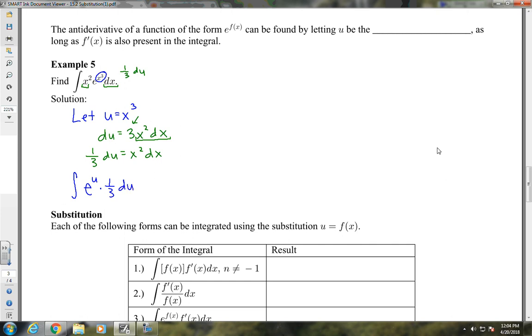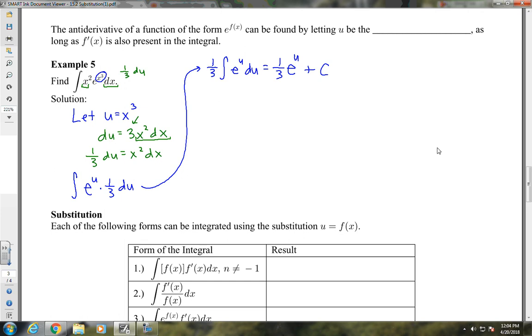So rewriting our integral completely in terms of u, we get e to the u times 1/3 du. At this point, you don't ever want to have x's and u's in the same integral. Everything has to be completely in terms of either x or u. When we evaluate this, again, we can move the 1/3 in front of the integral sign. Now, do you remember the antiderivative of e to the u? It's a tough one. It's just like its derivative, right? e to the u. What a great formula. That one's easy to remember.